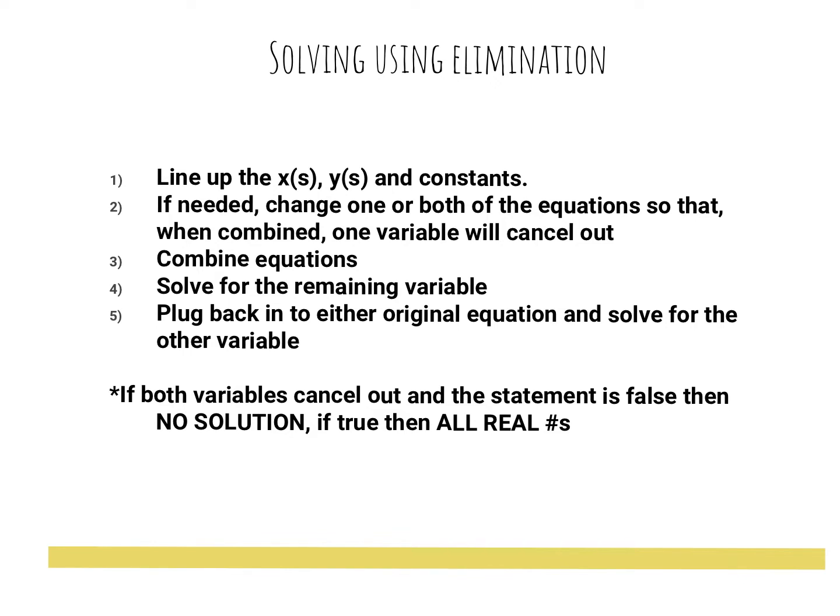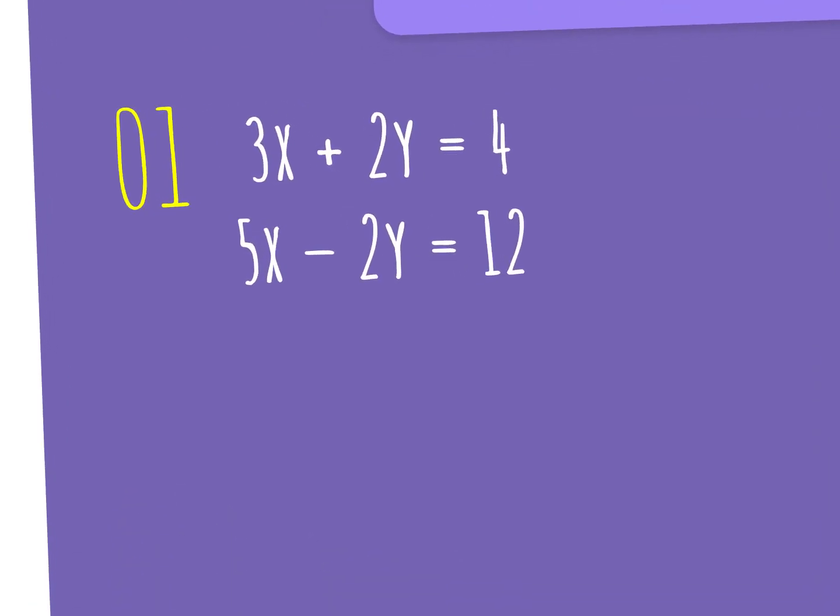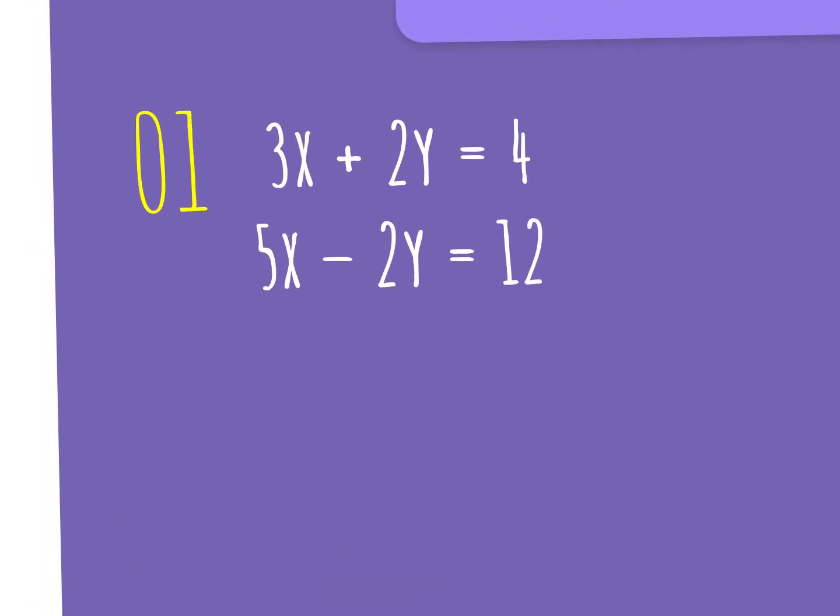So let's go ahead and try some examples. So the first one, notice this one's nice and pretty. It's lined up, the x's are on top of each other, the y's are, and the constants. And what's even better, my y's have the same number but opposite signs. So all I need to do is add the two equations together. My y's are going to cancel out.